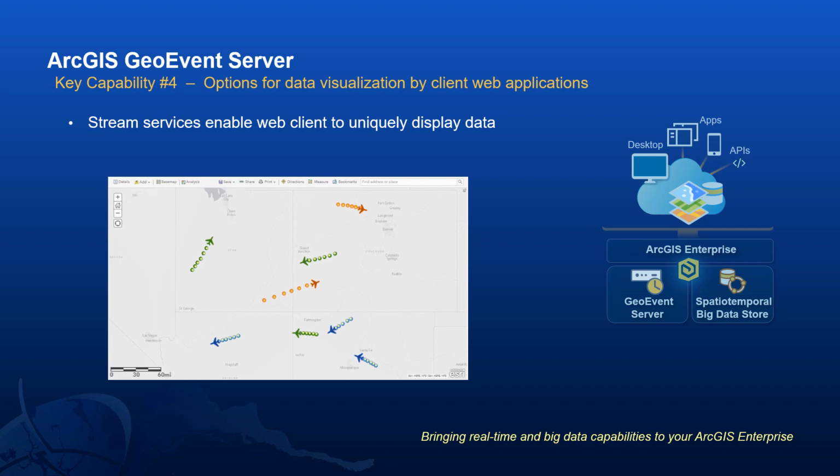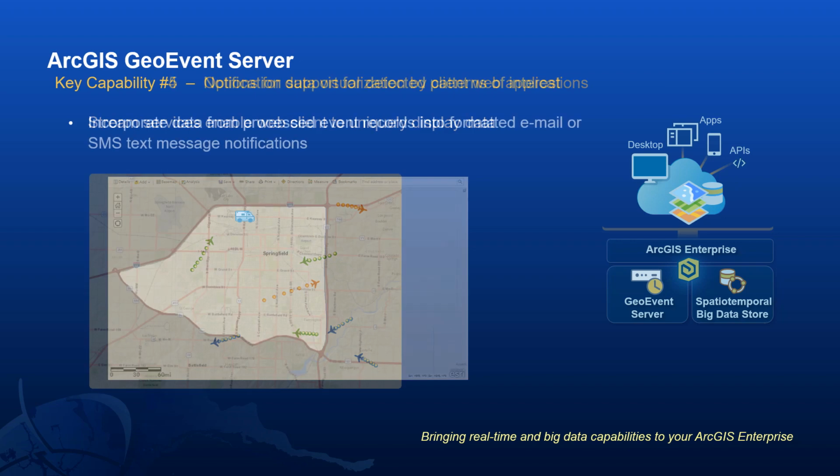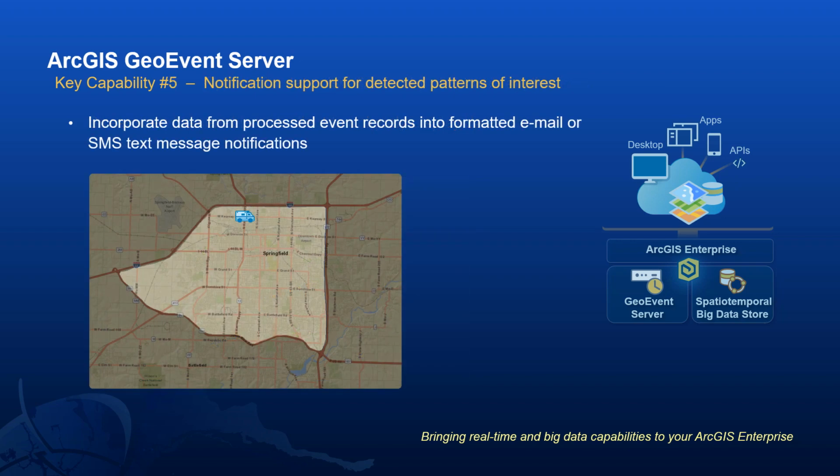The aircraft are also shown heading in a certain direction. This is made possible in the client by specifying a heading value for each feature. This is obtained as a part of the streaming dataset. And we'll see more of this in the demo later, but stream layers can also be used to render breadcrumbs for displaying historical tracks. The fifth and final key capability of ArcGIS GeoEvent Server is actuation.